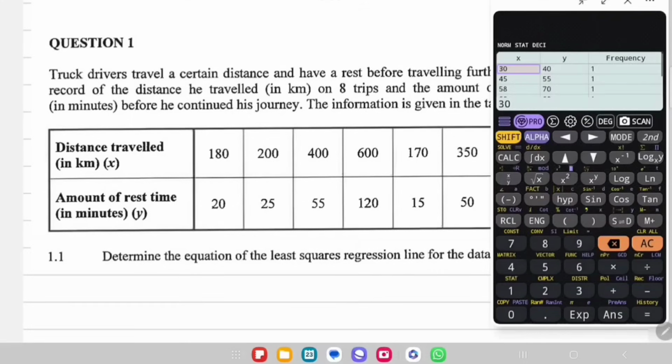Okay, so I already had info recorded. It always does that. So we're going to go ahead and fill this in. On the x-axis or the x column, you're going to fill in all your x values, and the y's, fill in all your y values.